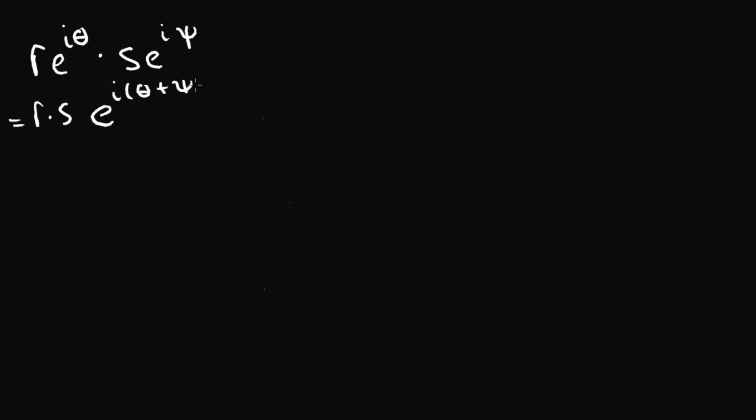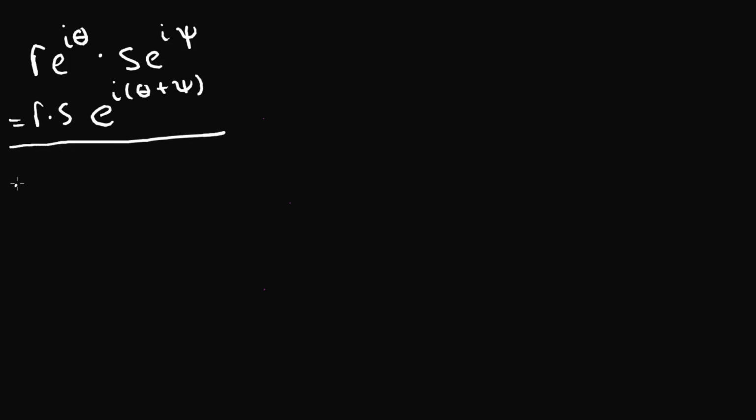Now let's talk about multiplication, which is very nice in polar form. So if we had re^(iθ) times se^(iψ), we get, well, rs e^(i(θ+ψ)). This is much nicer than Cartesian multiplication, and we can even visualize what's going on with an example.